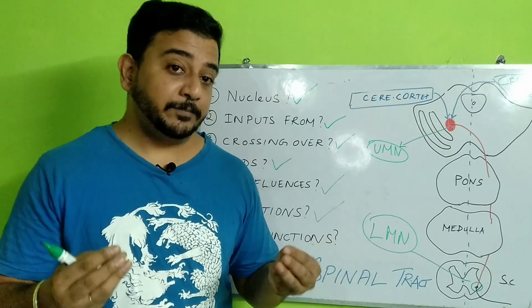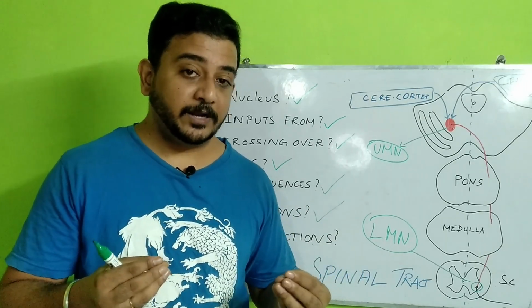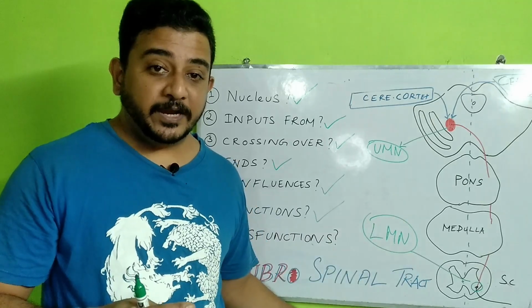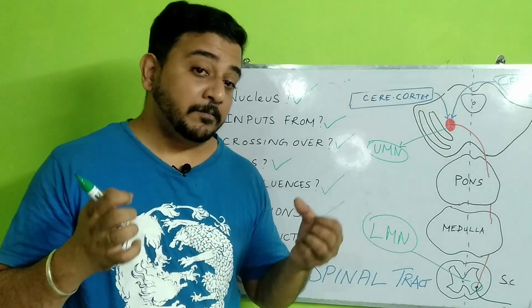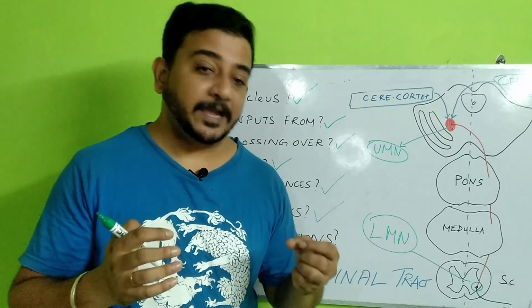We normally say the pyramidal tract is very important for the fine motor activities, but here is one tract, which is an extrapyramidal tract, which is going to help in the muscle force production and fine motor activity.